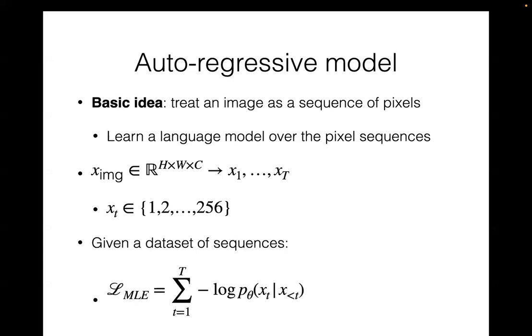Now we can convert a big data set into sequences and then just train a language model. I'm going over this pretty quickly because nothing is changing from what we've talked about. Now instead of text tokens, you just have these pixel sequences, or the tokens are pixels. Then we learn the language model with maximum likelihood.